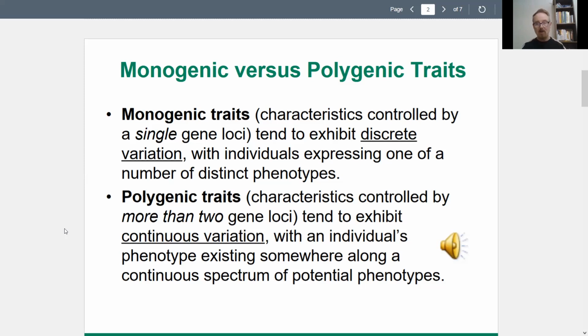Now, as far as polygenic traits, we're going to try to understand some of the basics, but we're not going to be tracking these things through Punnett squares or by mathematics. We just want to get some of the underlying principles.